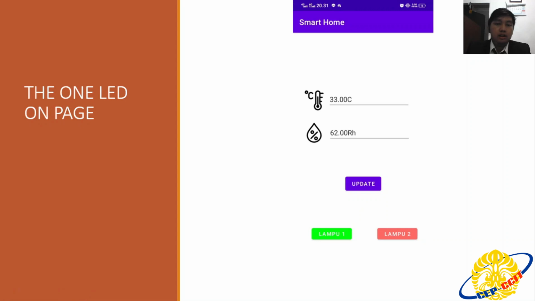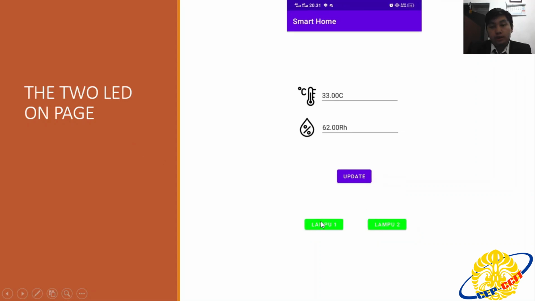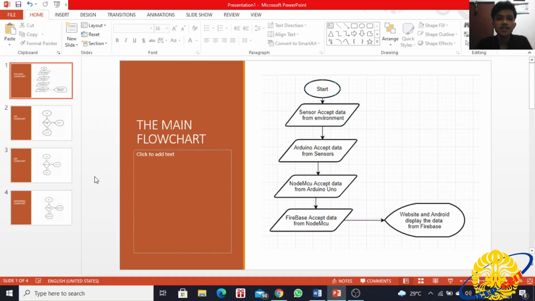And then this is the page where we have two LEDs that we can control via our mobile application. This is when the first LED turns on. This is when all of the LEDs turn on. As you can see, when the LED is on, it will turn green, and if it is off, it will turn red.